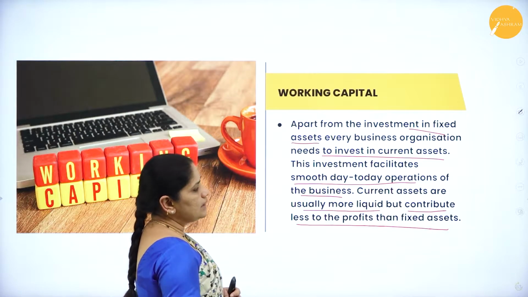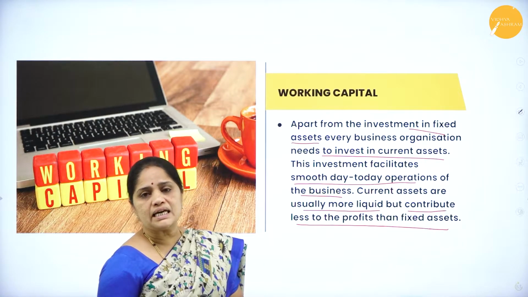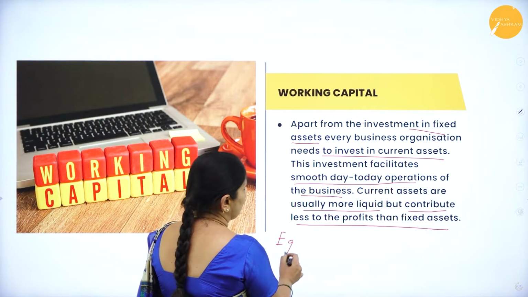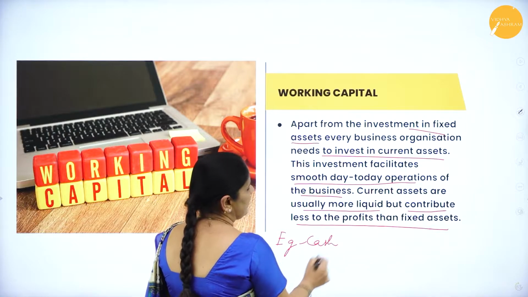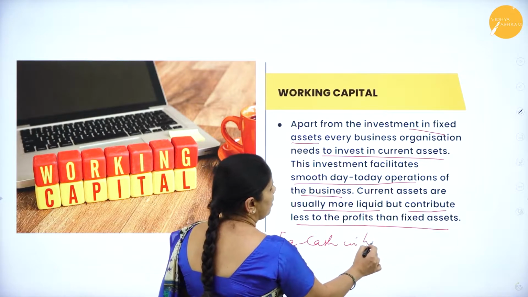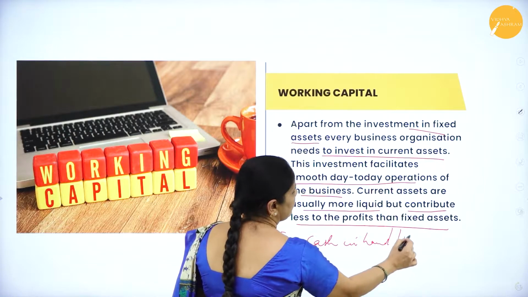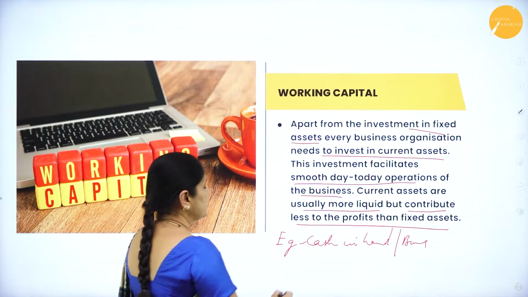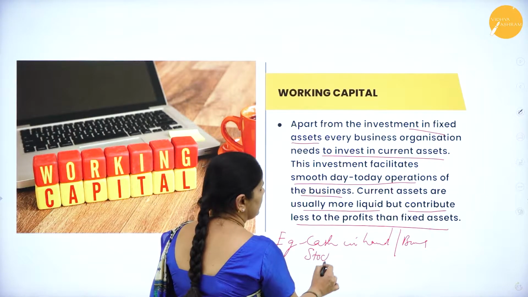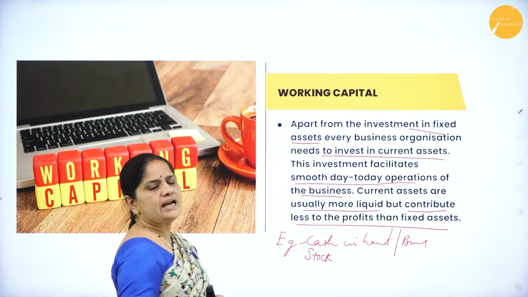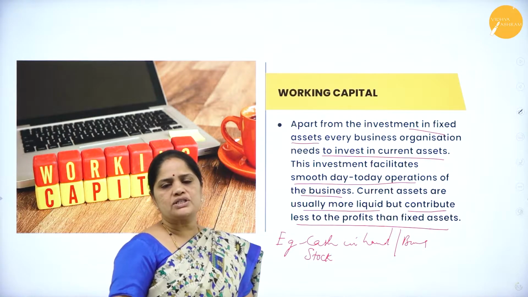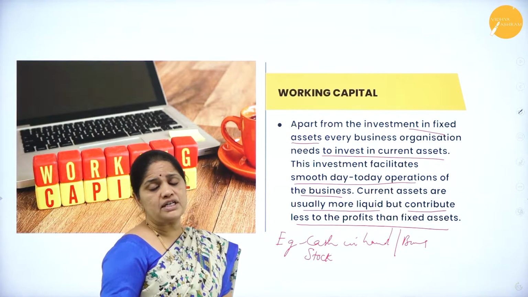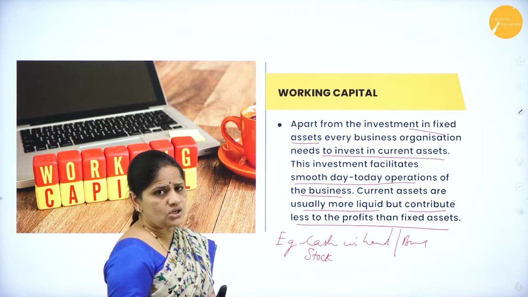Now, why do we call them more liquid? Because they are easily convertible into cash. What are the examples of current assets? It can be cash in hand or at bank. So, they are called current assets. Then, other than this cash, we have the inventory, or we can also call it the stock. The stock in hand may be the stock of finished goods, or the stock of raw materials, or the stock of unfinished goods. So, all this comprises the stock of goods.